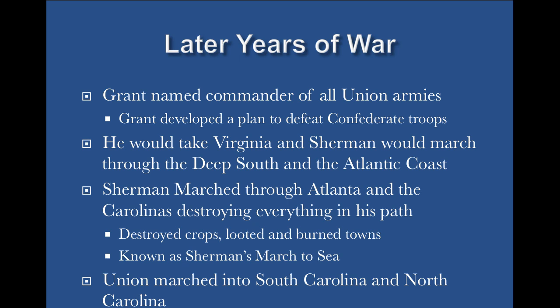General William Tecumseh Sherman marches through Atlanta and basically destroys everything in his path. He destroys crops, he loots towns, he destroys factories, he destroys many things. He burns down farms, sets fires to fields, and this is known as Sherman's March to the Sea. He basically goes in and completely destroys the city of Atlanta. After he does that, he marches into South Carolina and North Carolina, and as he's going, he's destroying everything in his path. So this is William Tecumseh Sherman's total war.